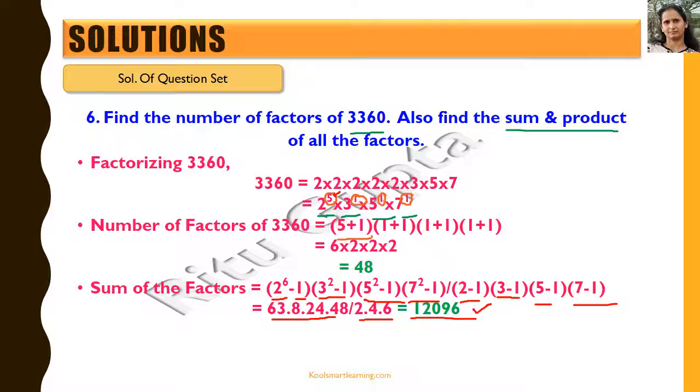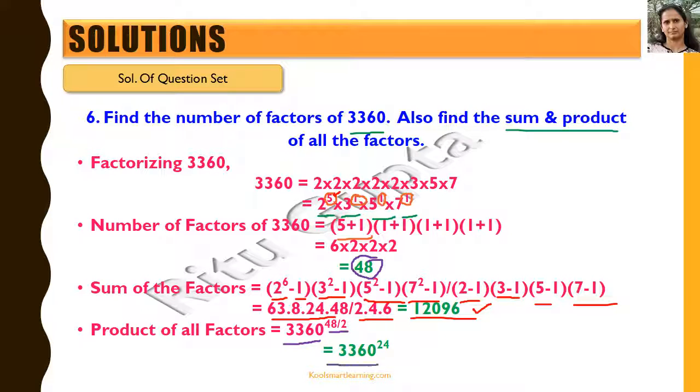Now let's look at the product of the factors. Product of the factors is given by 3360 raised to the power of the total number of factors divided by 2, which is 48 by 2. This comes out to be 3360 raised to power 24.